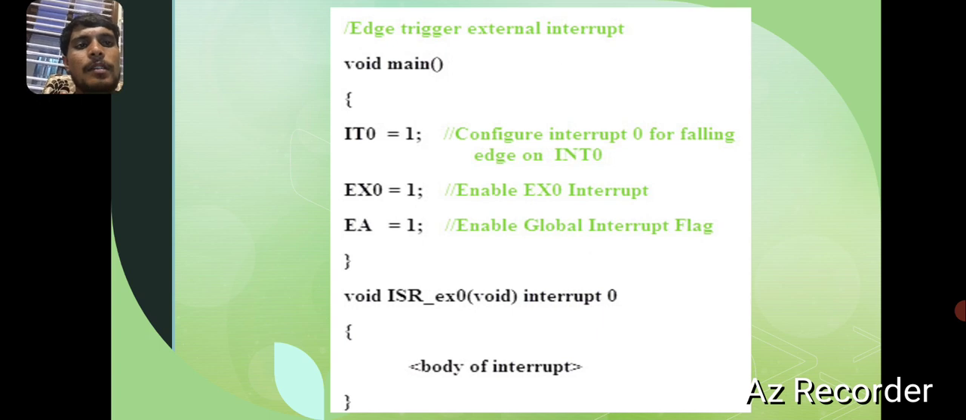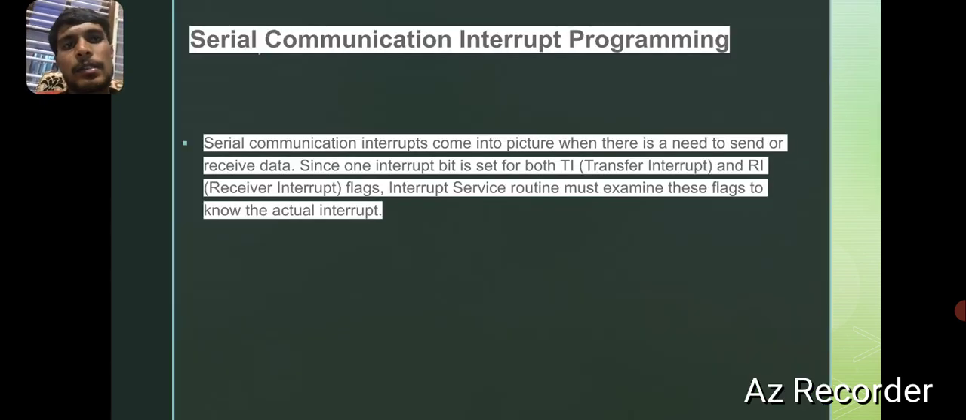Next we see another type, the serial communication input programming. Serial communication input comes into the picture when there is a need to send or receive data. It means sending or taking the data, since one interrupt bit is set for both TI and RI receiver flags.